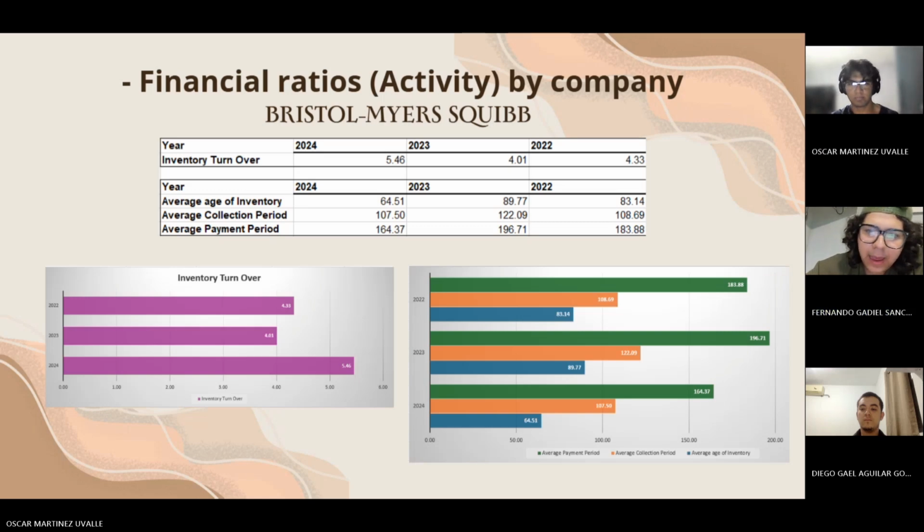83. And we can check here in the graphic that in 2023 it was the highest point in the average age of inventory with 196.71.